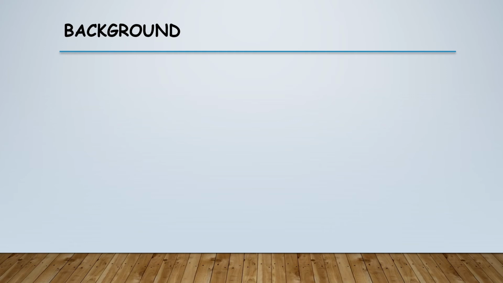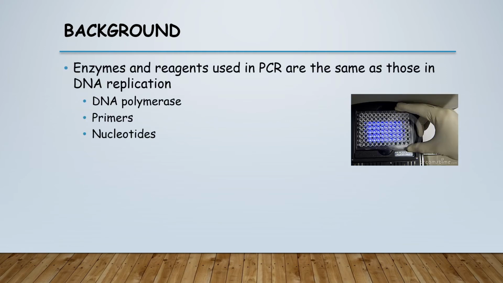So just to give you a bit of background into the development of this process, the enzymes and reagents that are used in PCR are the same as those in DNA replication that we looked at in the last video. So DNA polymerase, primers, nucleotides, DNA templates, those are all loaded into a PCR machine. You can see that block being added into a PCR machine ready to amplify a sample of DNA. So everything that is required for DNA replication is the same as PCR. So it's loaded into those sample wells for the PCR process.